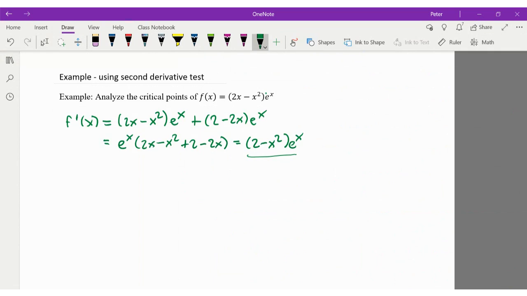You know, e to the x is never 0. E to the x is always a positive function. And 2 minus x squared is going to be 0 where x equals plus or minus root 2. So let's say that f prime of x equals 0 when x equals plus or minus the square root of 2. So plus and minus root 2 are critical numbers.